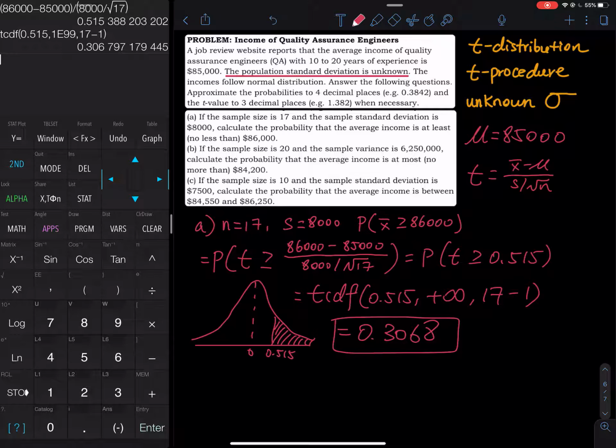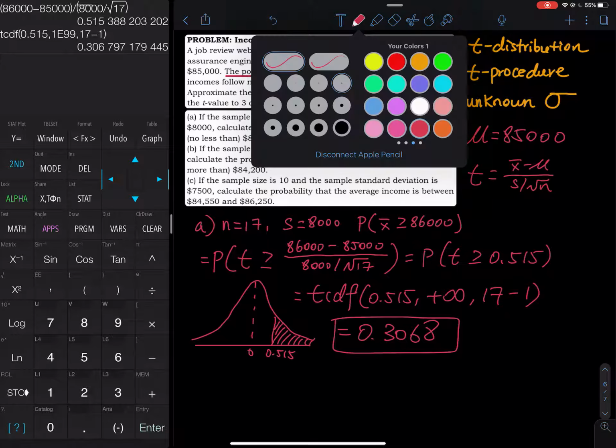So back to the central limit theorem, the Z procedure, we can use one command to get this probability, but unfortunately in a T procedure or T distribution problem, there is no shortcut. You have to standardize and then use t-CDF. All right, let's do the next one.